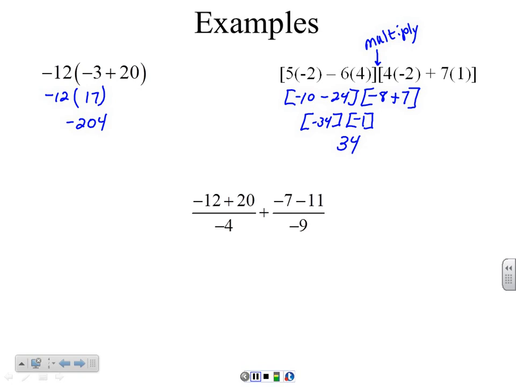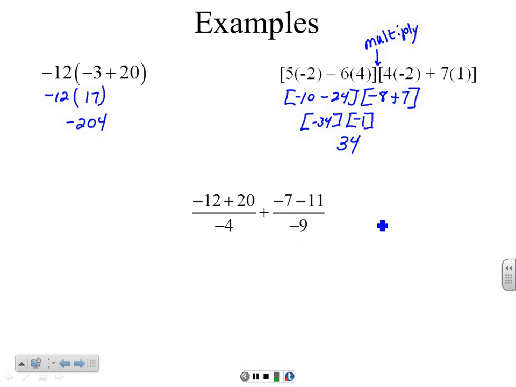Okay, on the bottom, what we have is two separate groups, and we're going to add those two groups. So, for example, this is going to be a group plus this group. So what we're going to do is get this group down to one number, and then get this group down to one number, and then add the results.